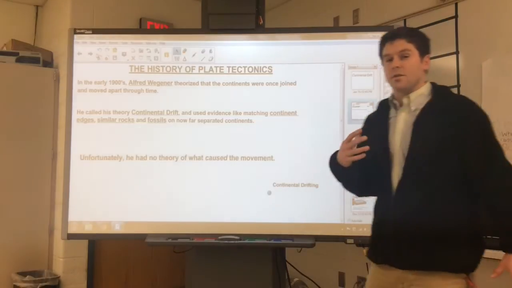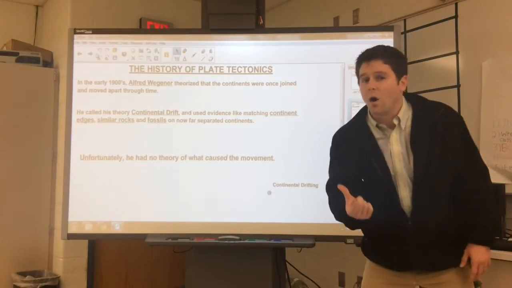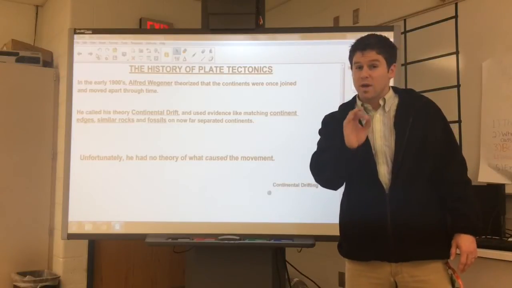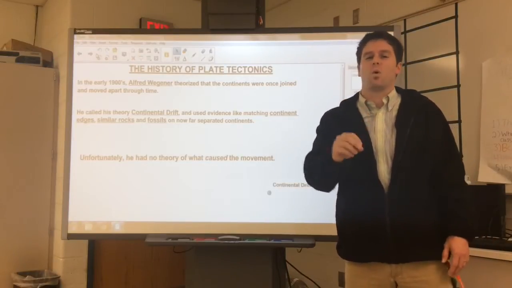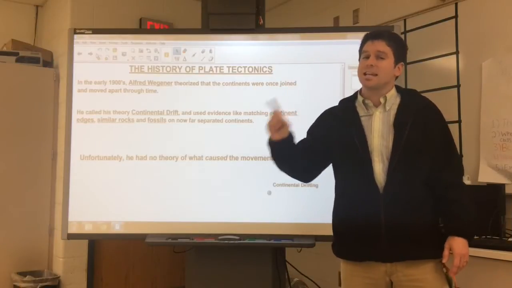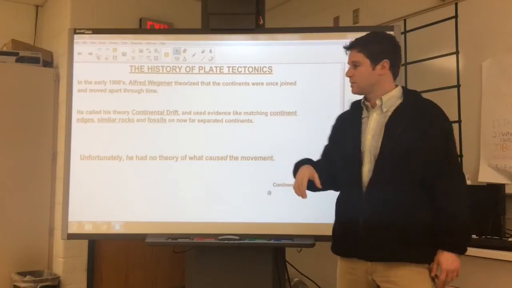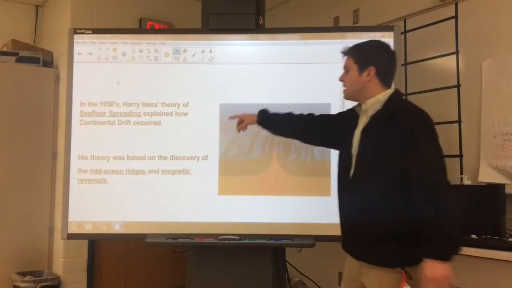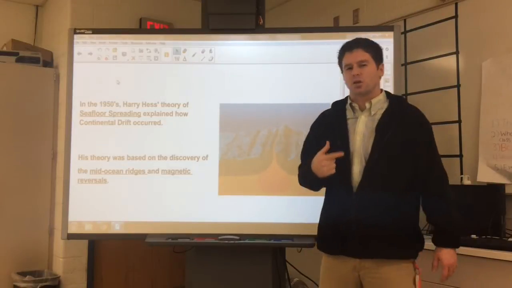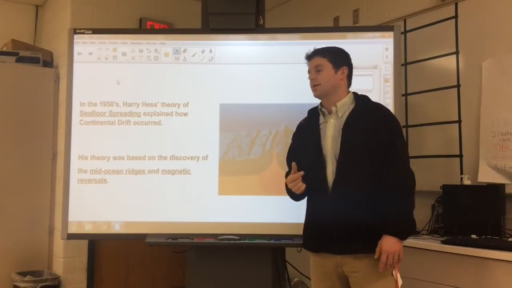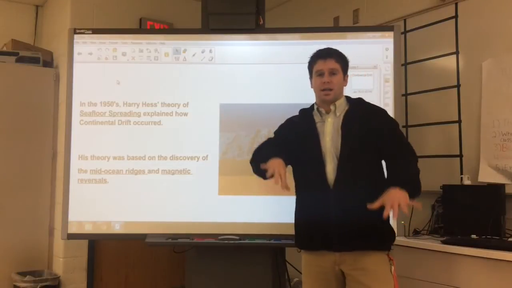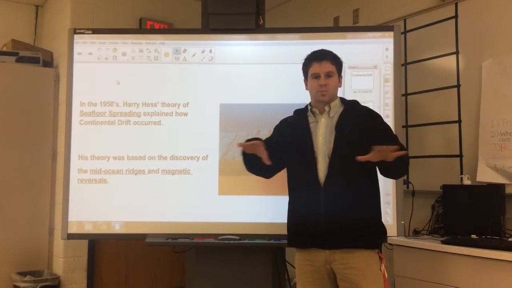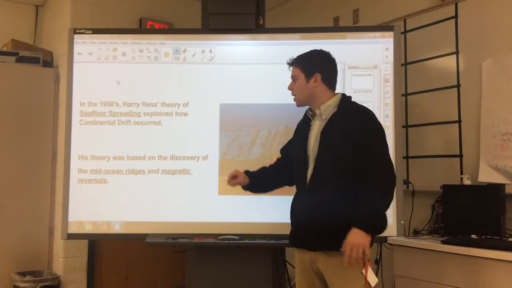So that's the theory of continental drift. We know now that Alfred Wegener knew exactly what he was talking about, because we have direct evidence that supports his theory that he did not have in the early 1900s. In the 1950s, Harry Hess theorized seafloor spreading, which explained how continental drift occurred. Seafloor spreading means the bottom of the sea, the oceanic crust, is spreading apart, and that's really what his theory was about.